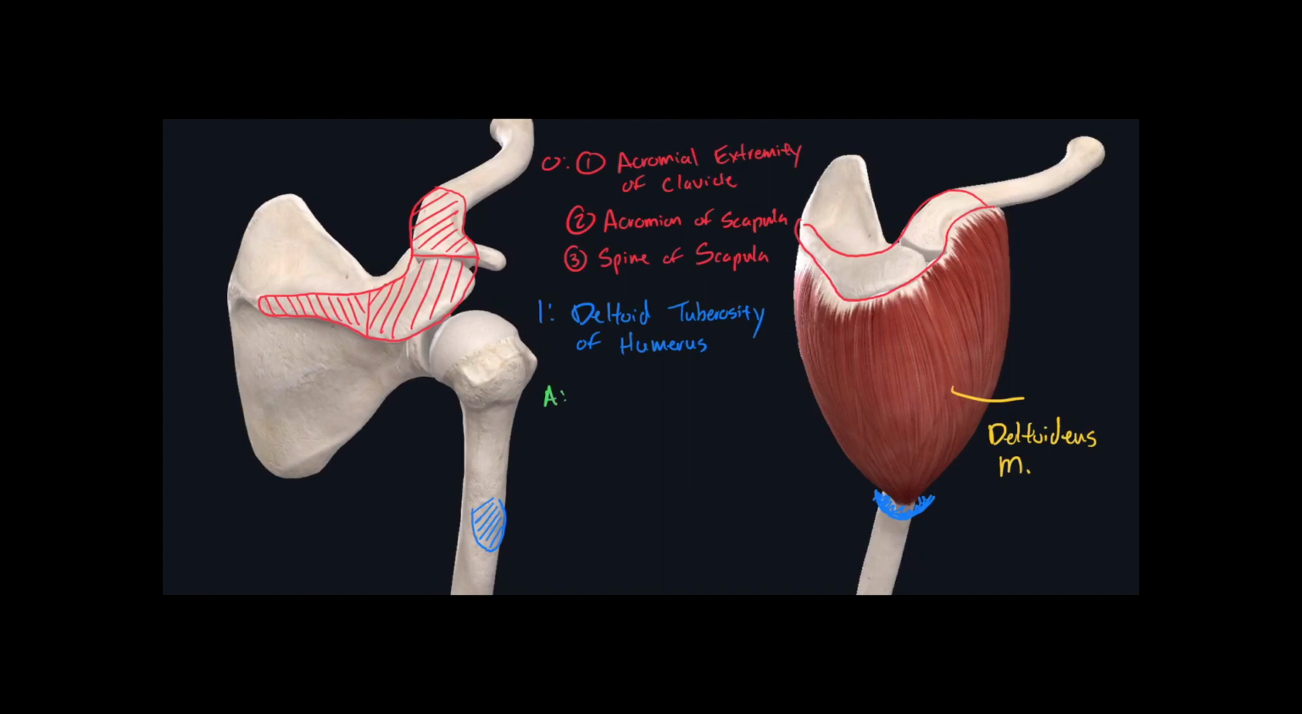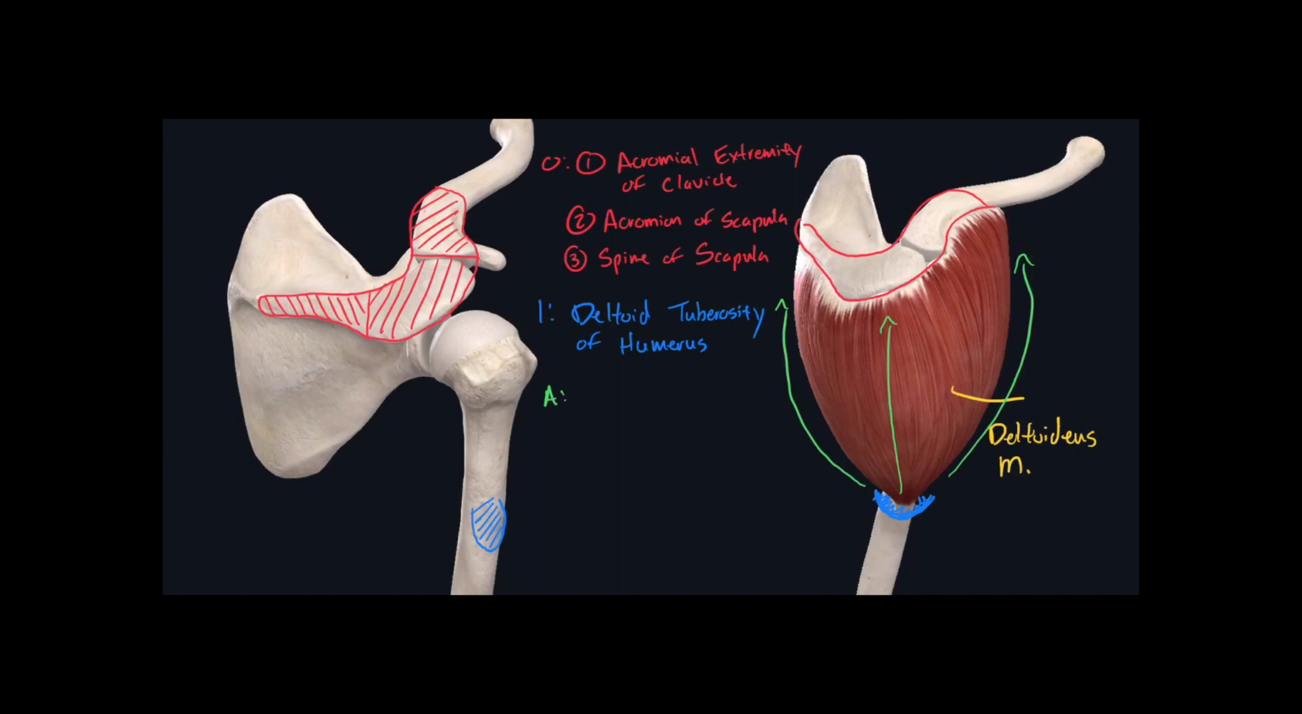joint. We can see that if it contracts from here to here, it's going to flex the shoulder joint. And if it contracts from here to here, it's going to extend the shoulder joint. But at the same time, if it contracts around here in this middle portion, it's going to pull up the superior limb and abduct it at the shoulder joint.